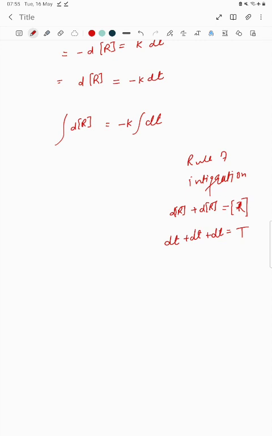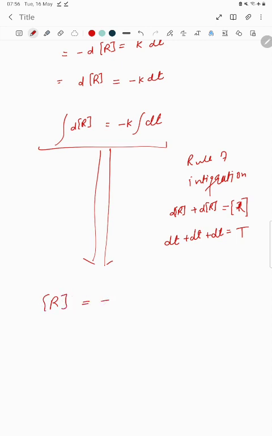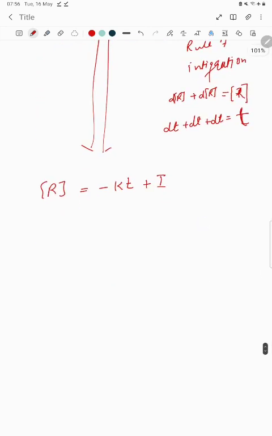So what we can write here after that, this equation is going to turn out to be R equals minus kt plus I. This is equation 1. In this equation, I is the integration constant.